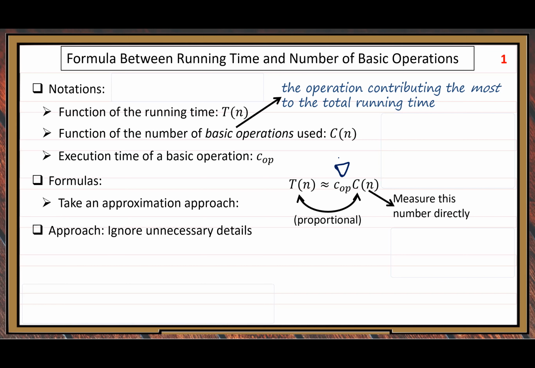So in order to help you understand this approach, because it looks like later you will see we ignore a lot of things. How can you get comfortable by ignoring so many things?